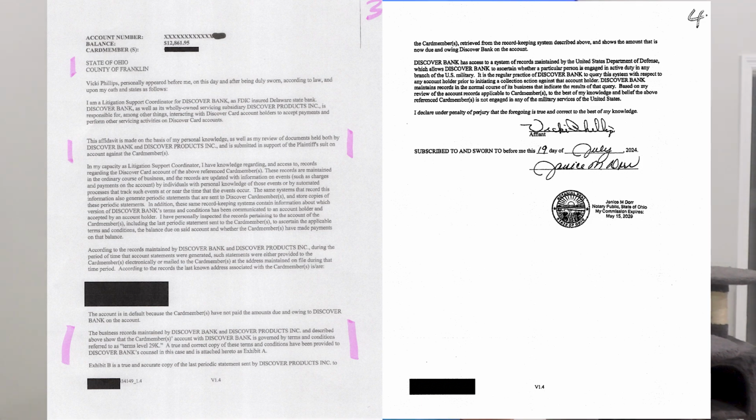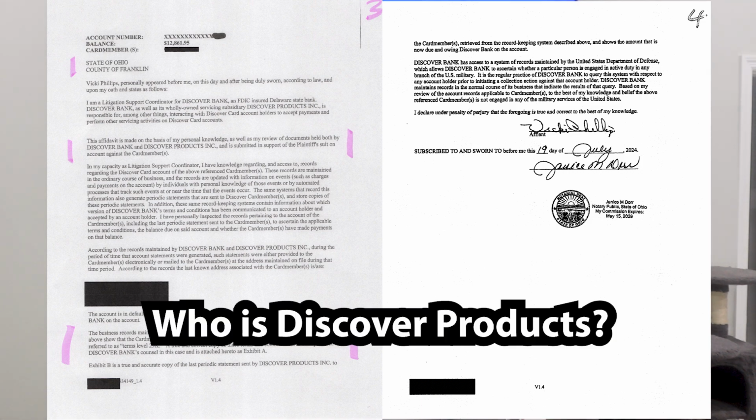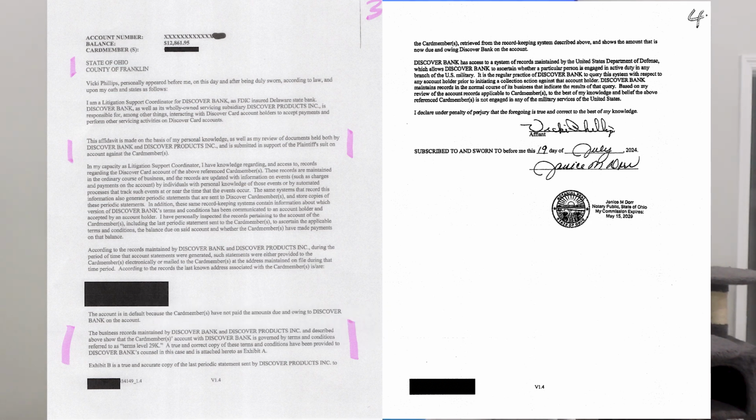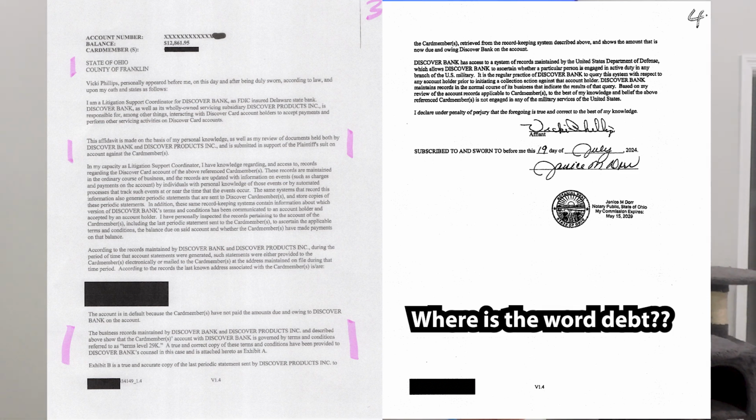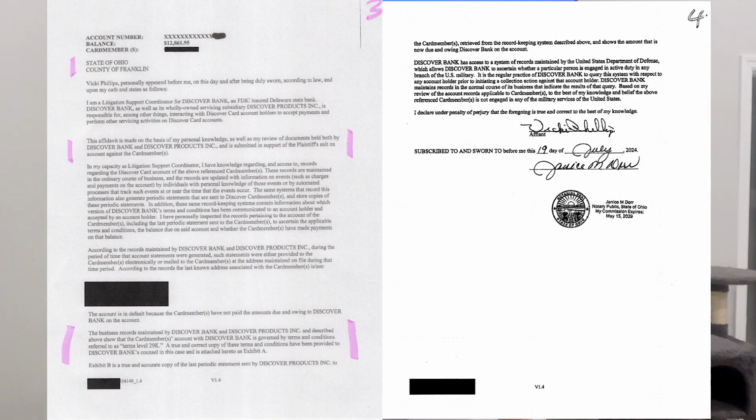I digress. So who is Discover Products? And if this is Discover Bank's debt, why is the word debt not in the lawsuit or in this affidavit? So that paragraph 2 is your linchpin. You get rid of that, or you say, why is Discover Products there?